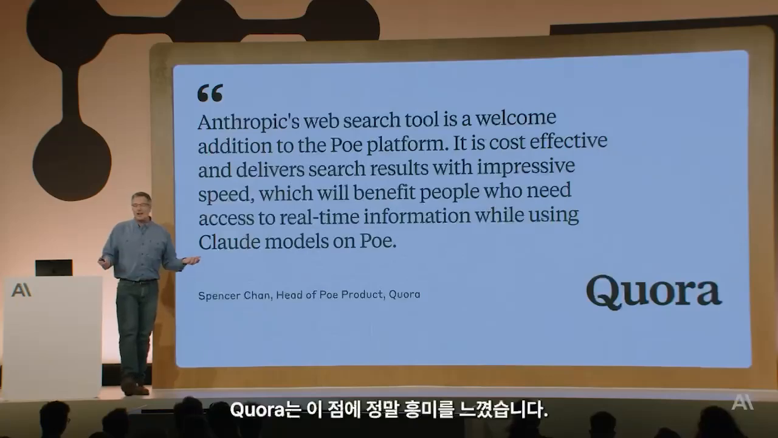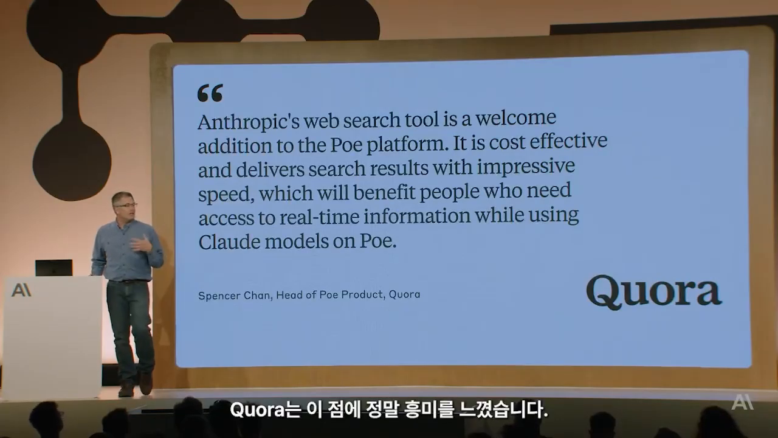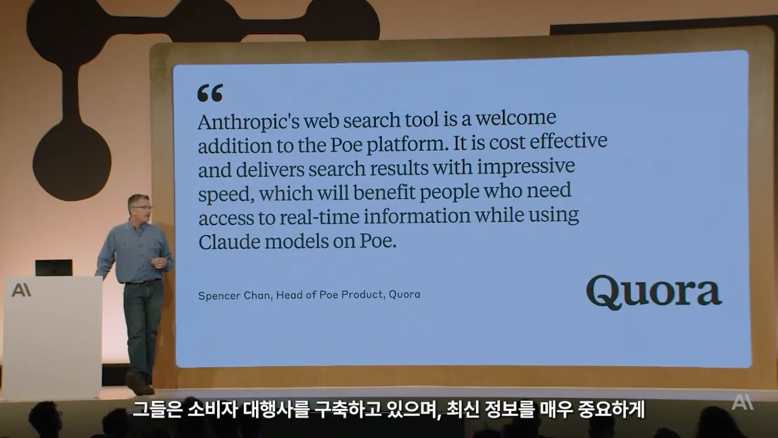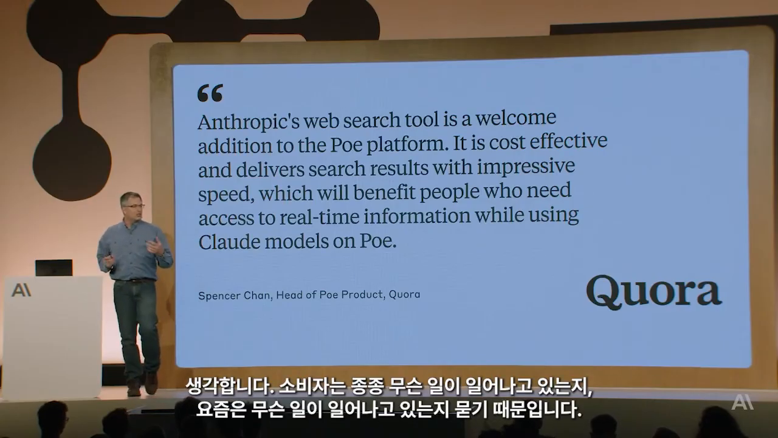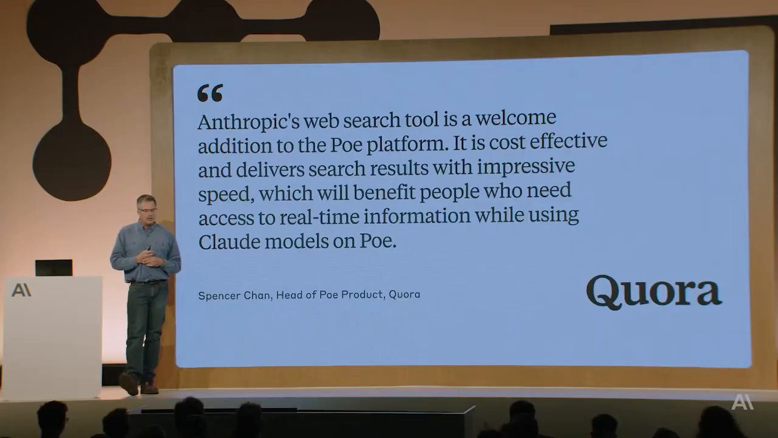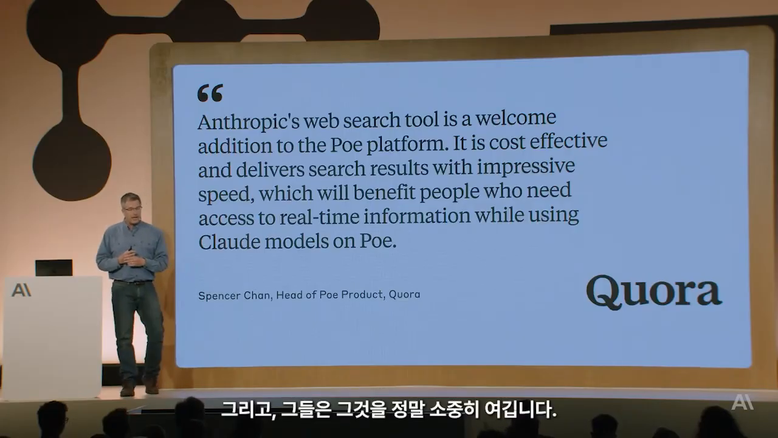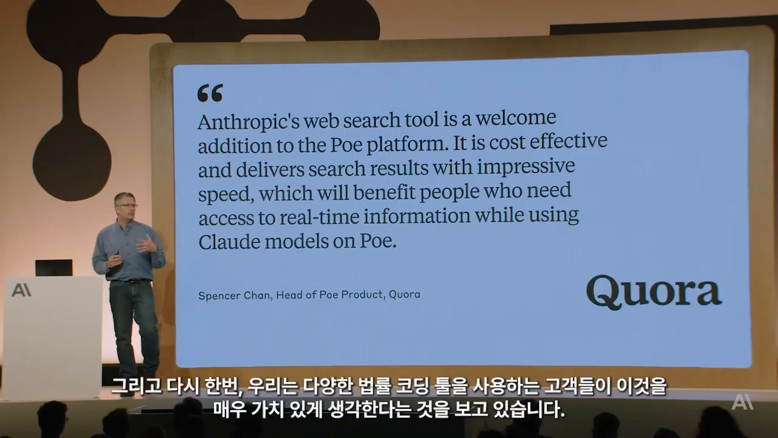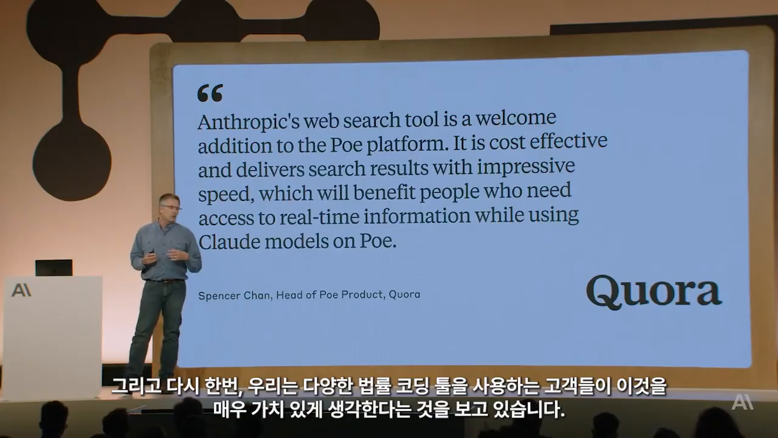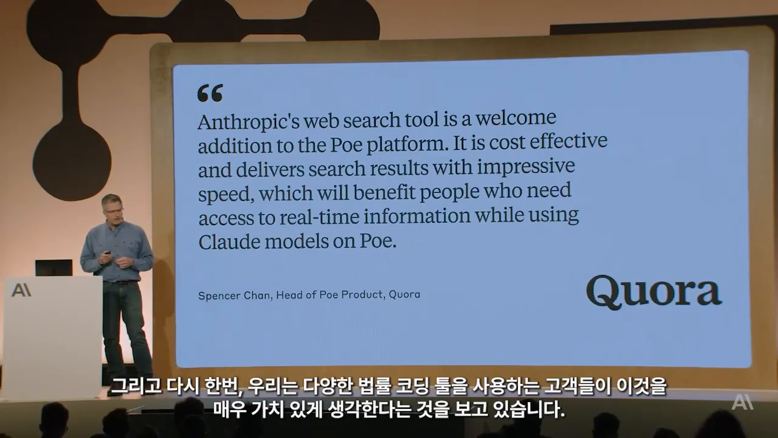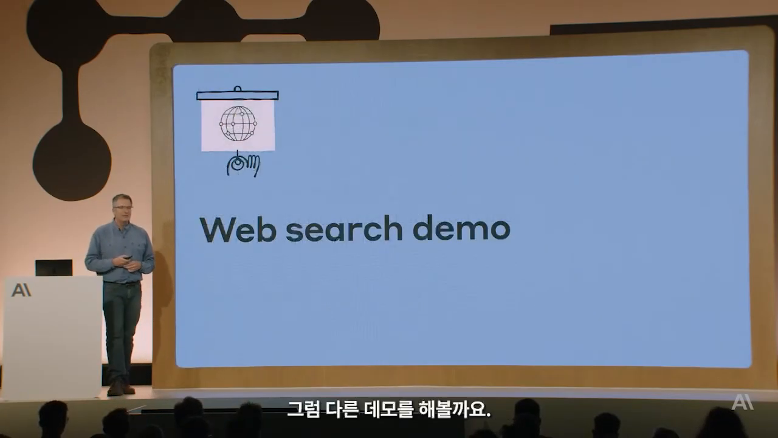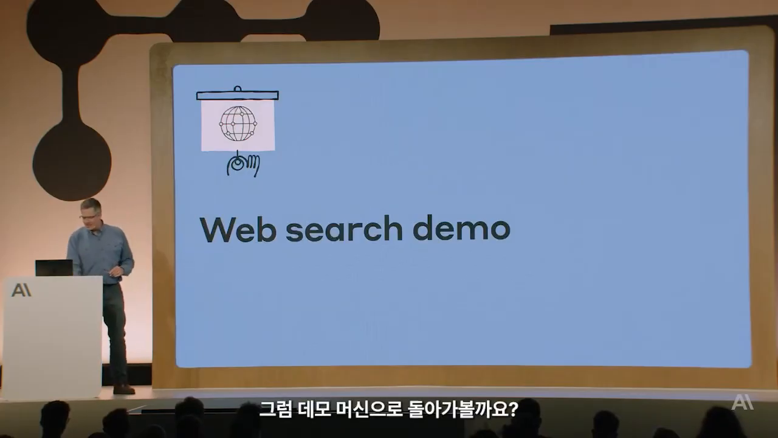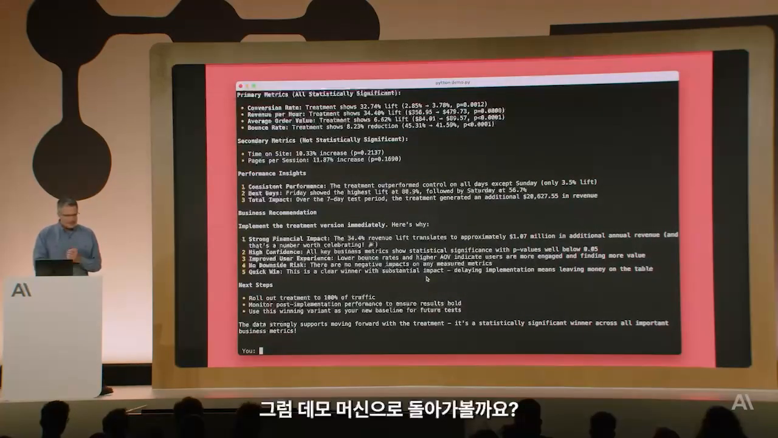Okay, and that's what Quora has really found interesting. They're building a consumer agent, and they really value that live, up-to-date information because consumers oftentimes ask about what's going on contemporarily, and so they're really valuing that. And again, we're seeing customers across legal, coding tools find this very valuable. So let's do another demo. So let's switch back to the demo machine.